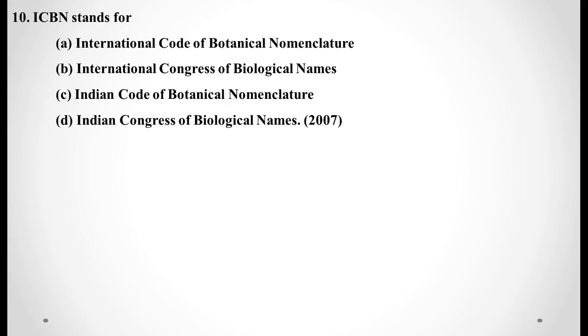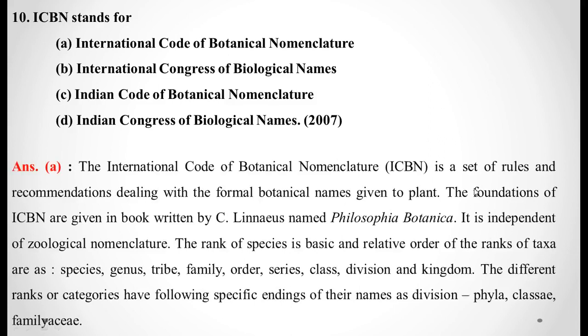So the correct option is option A, that is, the full form of ICBN is International Code of Botanical Nomenclature. It is a set of rules and recommendations dealing with the formal botanical names given to plants. The foundation of ICBN is given in the book written by Carl Linnaeus named Philosophia Botanica. It is independent of zoological nomenclature. That is, zoological nomenclature is different and botanical nomenclature is different.